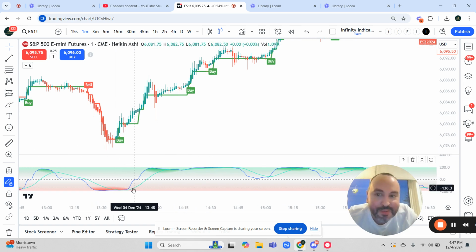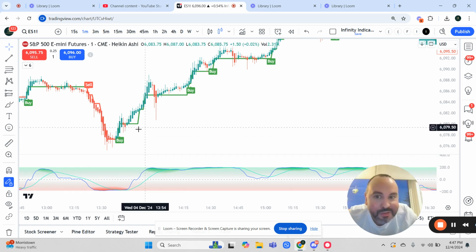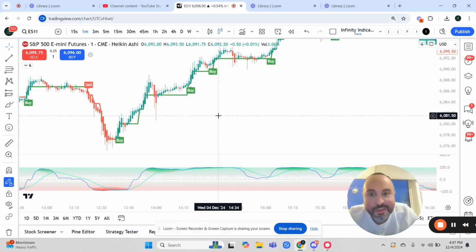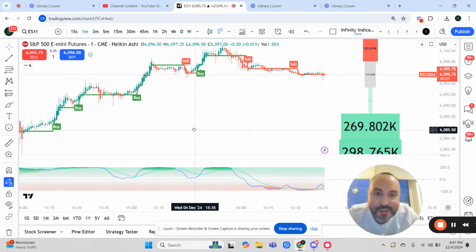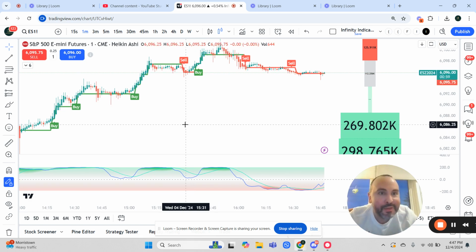But yeah, this is a lagging indicator, and you can see here, after it does cross and we head up, what happens? The price action does the same. Okay, so it's that simple to read.